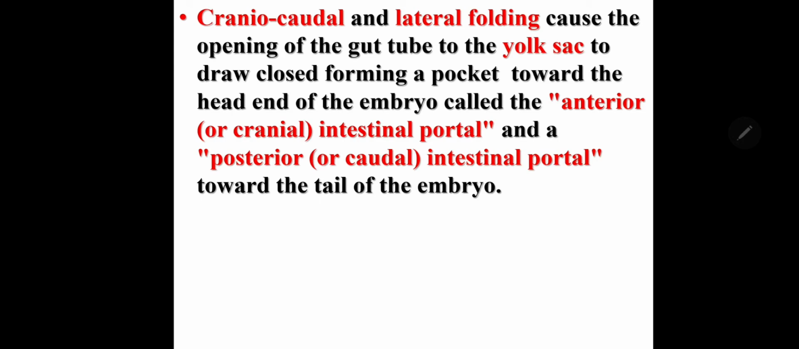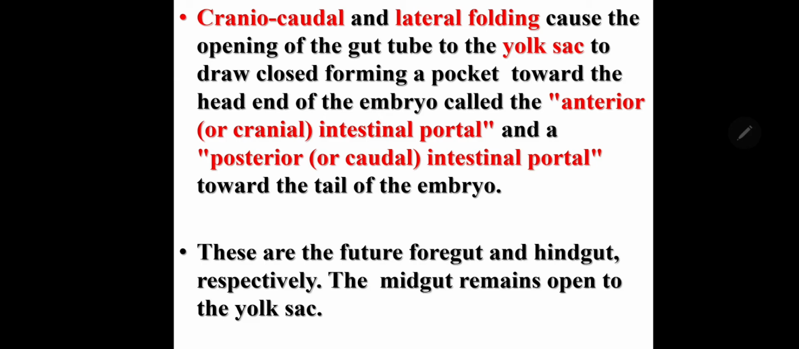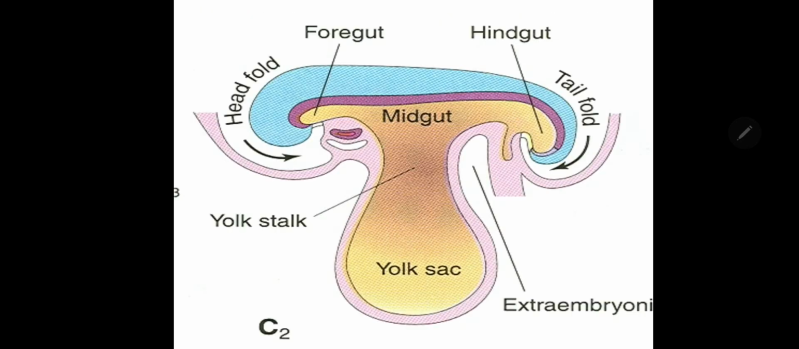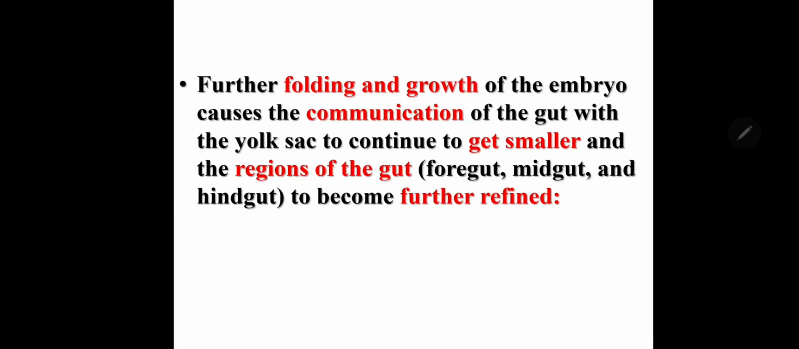The craniocaudal and lateral folding cause the opening of the gut tube to the yolk sac to be drawn closed, forming a pocket towards the head end called the anterior intestinal portal, that is the junction between foregut and midgut, and a posterior intestinal portal, the junction between the midgut and hindgut. They form the foregut, midgut and hindgut, whereas the foregut and hindgut are enclosed, the midgut is open to the yolk sac via the vitellointestinal duct. You can see there the yolk stalk is there.